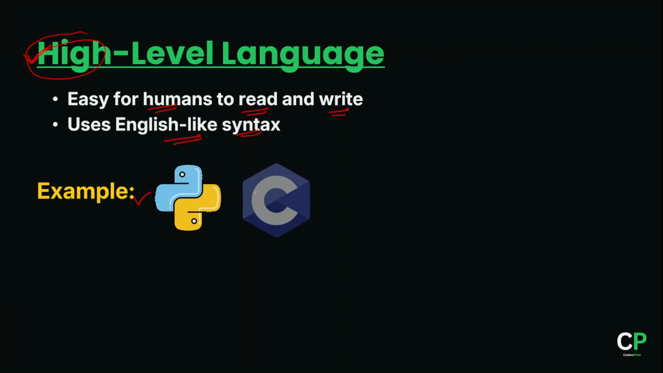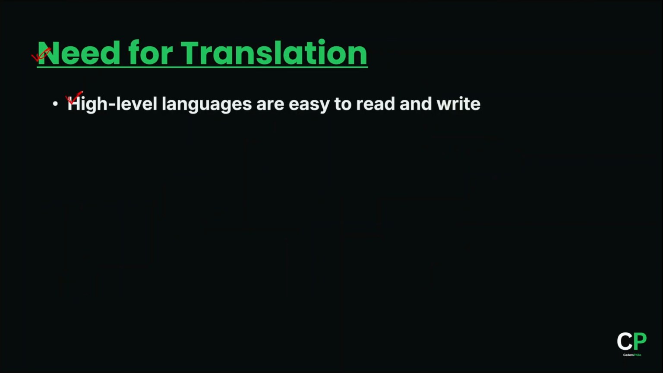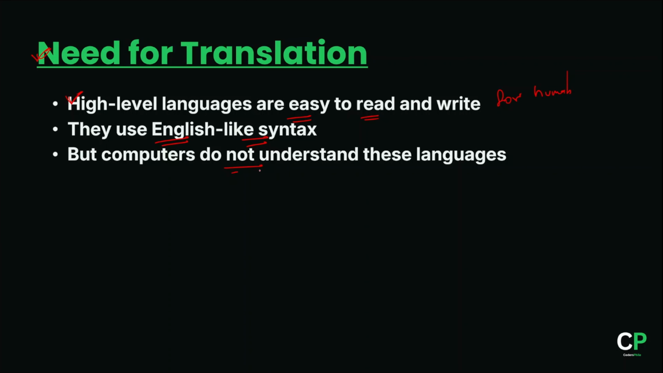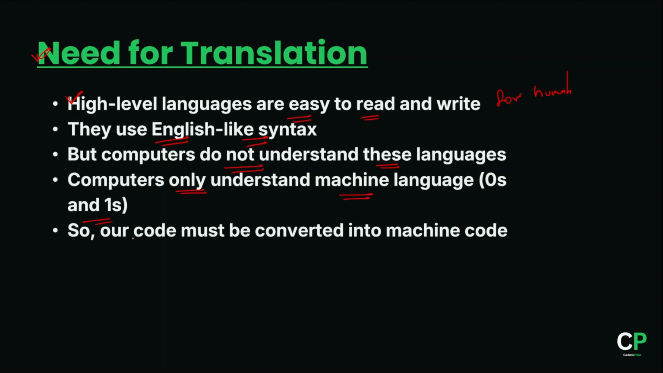Examples like Python, C, and Java are all examples of high level languages. There is a need for translation because high level languages are easy for humans to read and write, since they use English-like syntax, but the computer does not understand these languages. The computer can only understand machine language, zeros and ones. So our code must be converted into machine code in order to execute it.